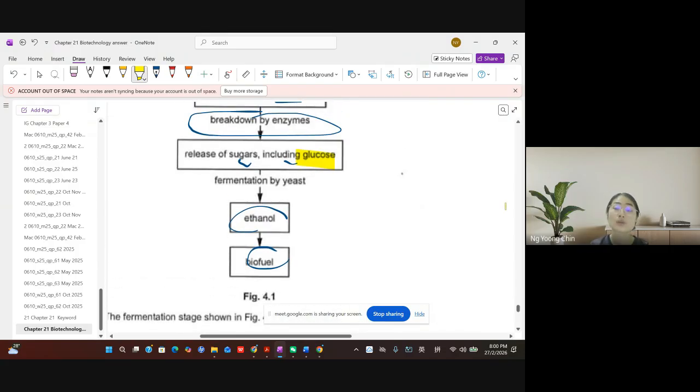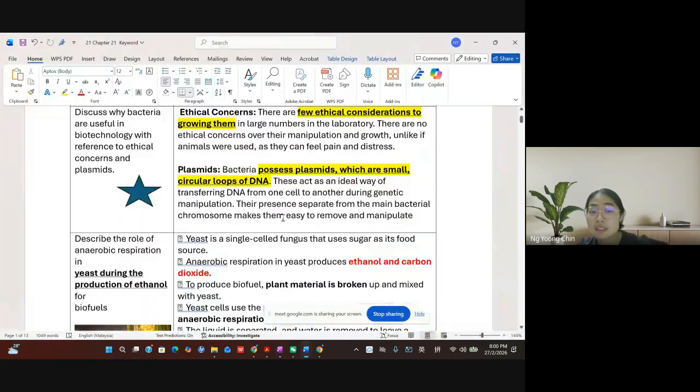You require the glucose because glucose is involved in what? Glucose is involved in anaerobic respiration, and also in aerobic respiration. So how can glucose be converted to release ethanol, by aerobic or anaerobic? The answer is the anaerobic equation. So it's an anaerobic process, and here's the equation.